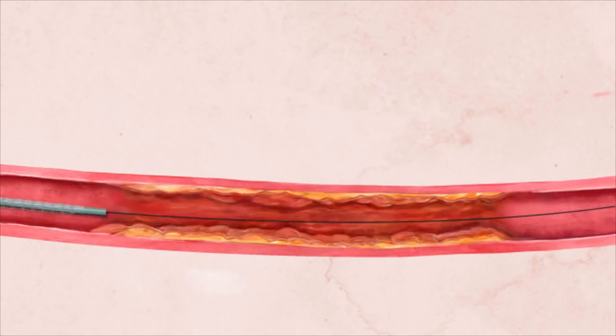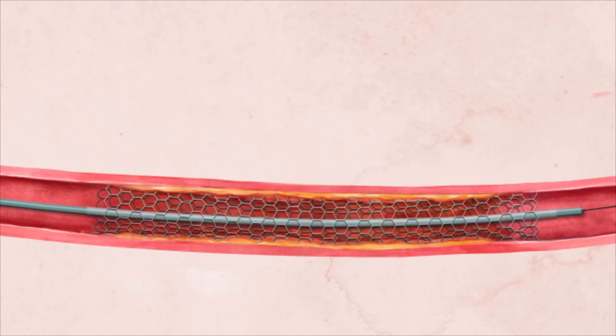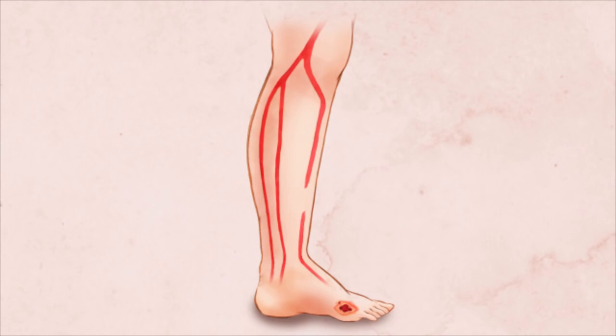The doctor can then inflate an angioplasty balloon and stent, if needed, to reopen the artery. Once the artery is satisfactorily opened, all the tools such as wires, catheters, and sheaths are then removed. The femoral artery access in the thigh is sealed, and the patient can usually go home within 4 to 6 hours.